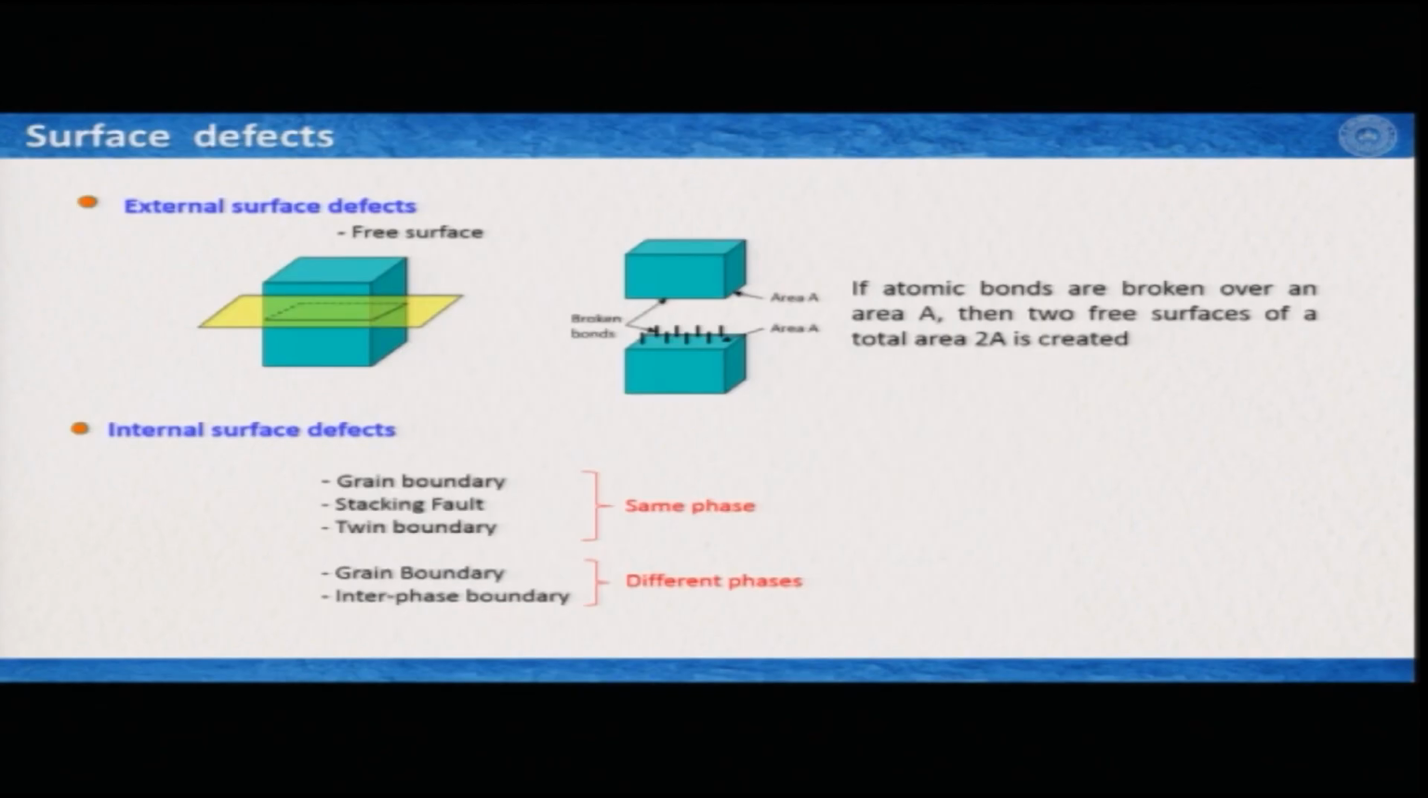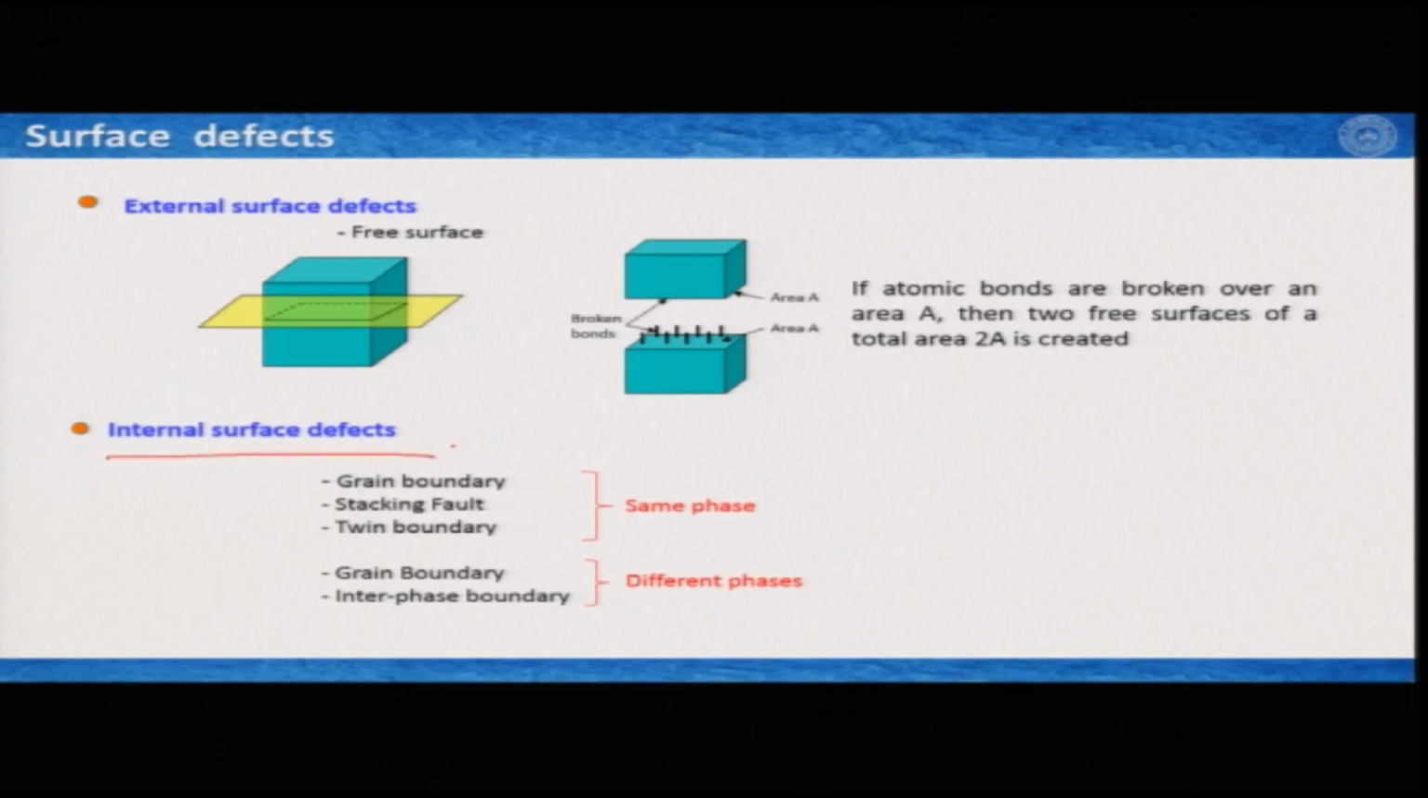Now, let us talk about the surface defects. Surface defects are classified in two segments, one is external surface defect and another is internal surface defect. We won't consider the external surface defects much, but just to know that if atomic bonds are broken over an area, then you create two free surfaces and the area is double the area you had. It has some other implications, but we are not going to deal with this, but we are mostly concerned about internal surface defects.